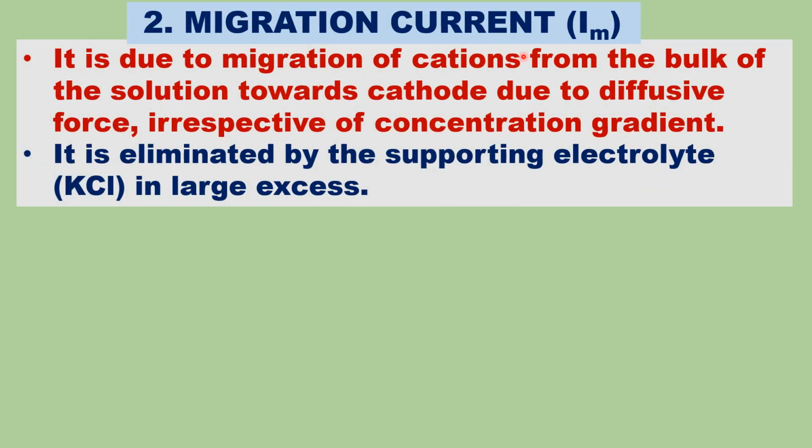Okay, the second one is migration current. It is due to the migration of cations from the bulk of the solution towards the cathode due to electrostatic force, irrespective of concentration gradient. But migration current is eliminated by using supporting electrolyte. For example, KCl is used in large excess, that is 50 millimolar to 100 millimolar.